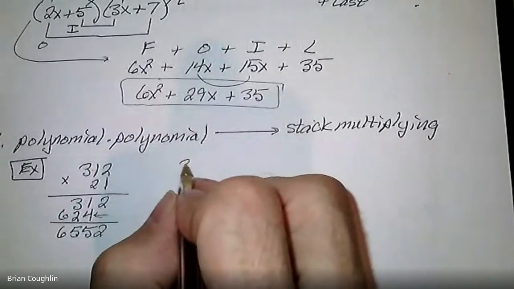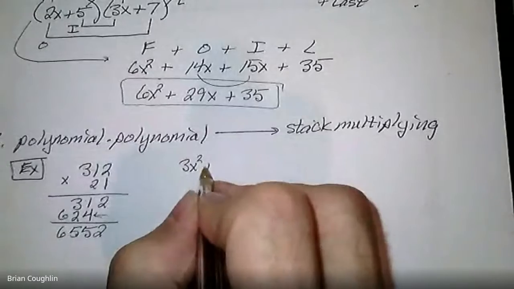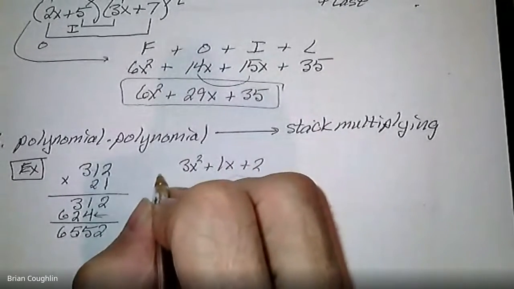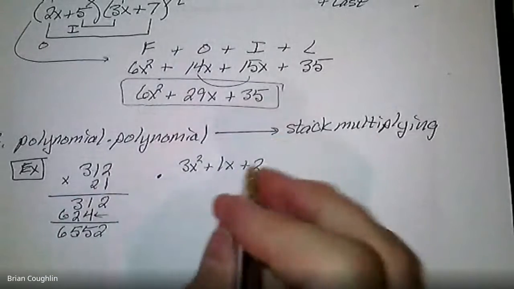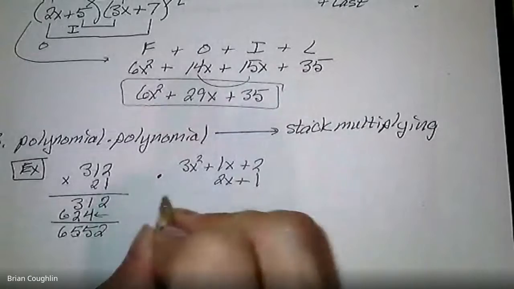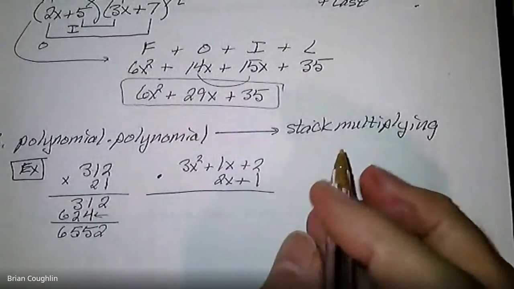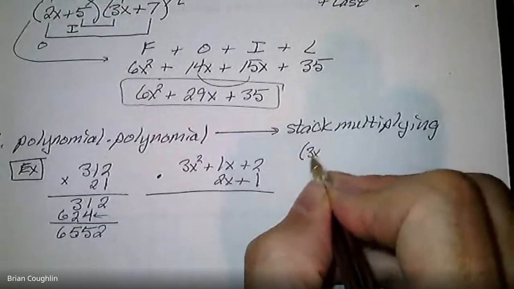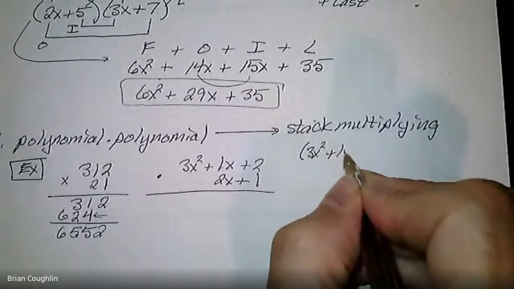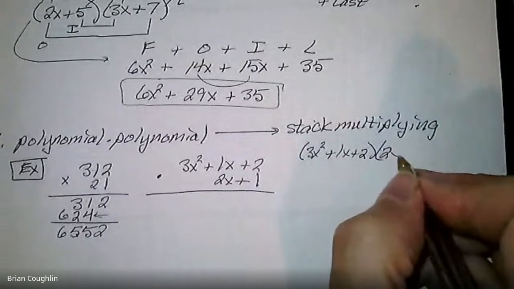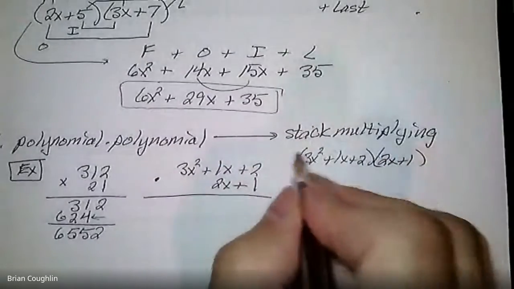Watch this. 3x squared plus 1x plus 2 times, I don't want to put an x because I'm using x's for a variable, 2x plus 1. So basically, somebody could have written in homework, it could look like this: 3x squared plus 1x plus 2, and then snug parentheses right up against 2x plus 1. Okay, it's the exact same thing.